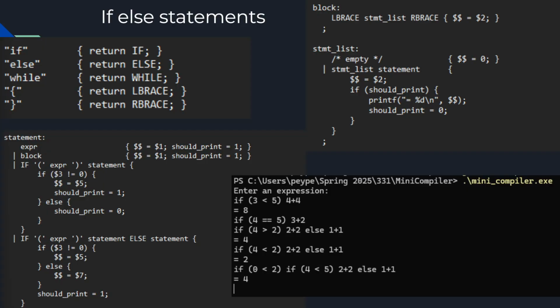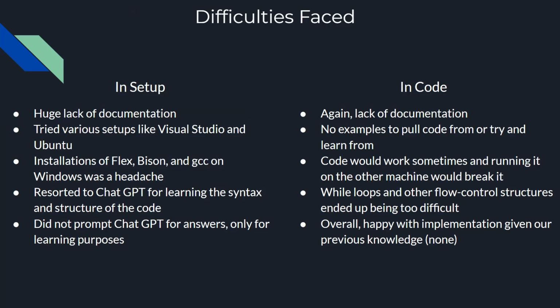The bottom left shows under statement, we have the functionality for if and else. If will happen, and it will print a value if the expression is true. And then if else will take the first value if the if statement is true, and the second value if the else statement is true. So it's relatively simple functionality for the if else statements.